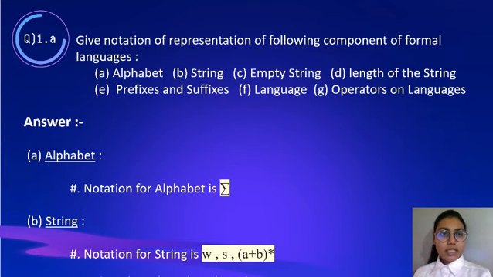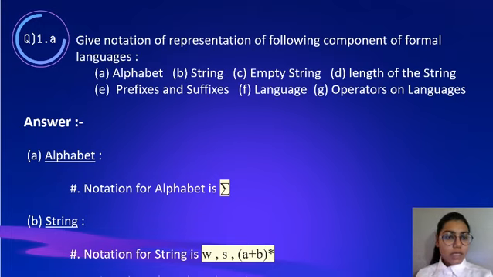The given question is: give notation of representation of following component of formal languages. Here we have some options. Option A is alphabet, B is string, option C is empty string, option D is length of the string, and option E is prefixes and suffixes. Option F is languages and option G is operators on languages.